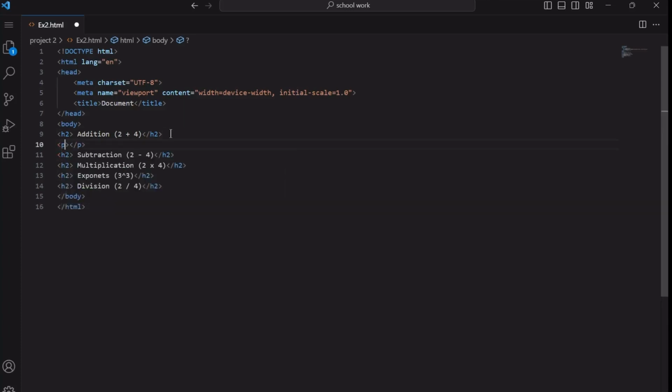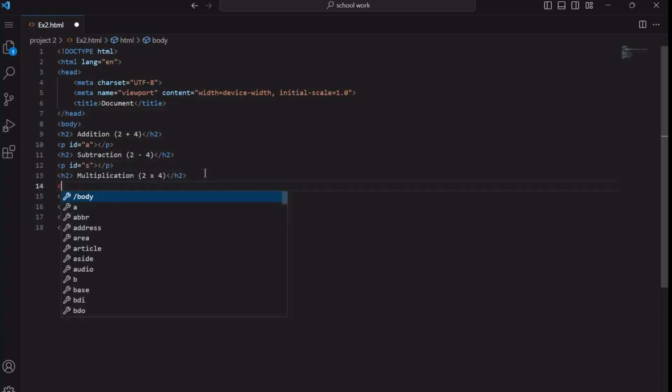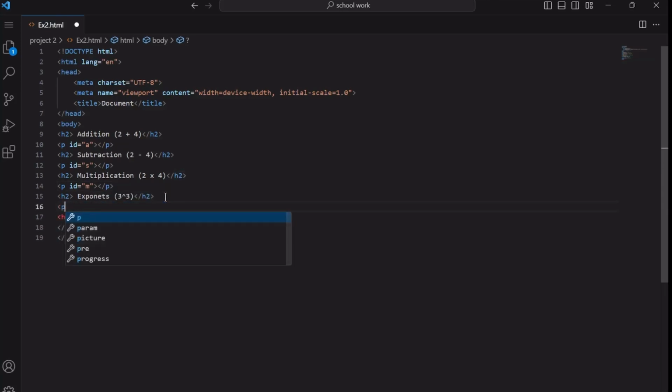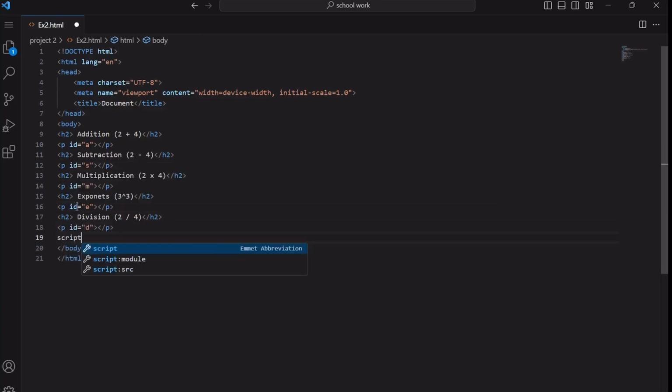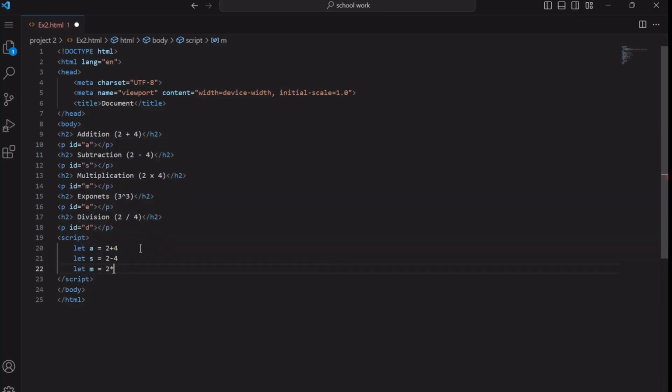So for addition, we'll do 2 plus 4. Subtraction, we'll do 2 minus 4. Multiplication, we'll do 2 multiplied by 4. Exponents, we'll do 3 to the power of 3. And division, we'll do 2 divided by 4. Now, as we calculate these and print it onto the HTML, using document.getElementById.innerHTML, we'll see the answers that we're expecting to get.